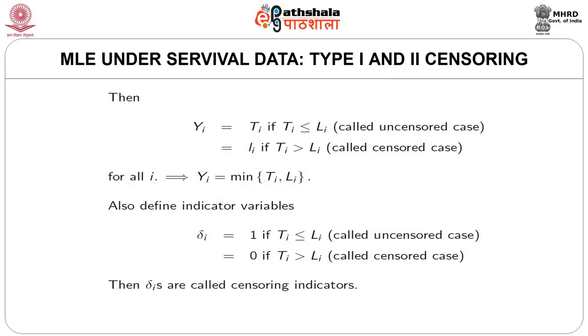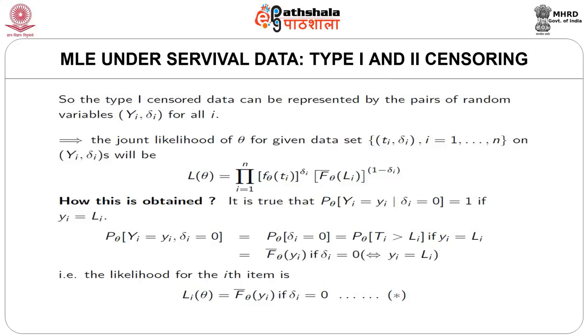Also define indicator variables delta i, which takes the value 1 under the uncensored case, that is when Ti is less than or equal to Li, and delta i equal to 0 under the censored case, that is when Ti is greater than Li. Then these delta i's are called censoring indicators. So the type 1 censored data can be represented by the pairs of random variables (Yi, delta i) for all i. This implies the joint likelihood of theta for a given data set, say (ti, delta i) for all i from 1 to n, based on the paired random variables (Yi, delta i) will be capital L(theta) equal to the product of f_theta(ti) whole to the power delta i into F bar_theta at the point Li whole to the power 1 minus delta i.